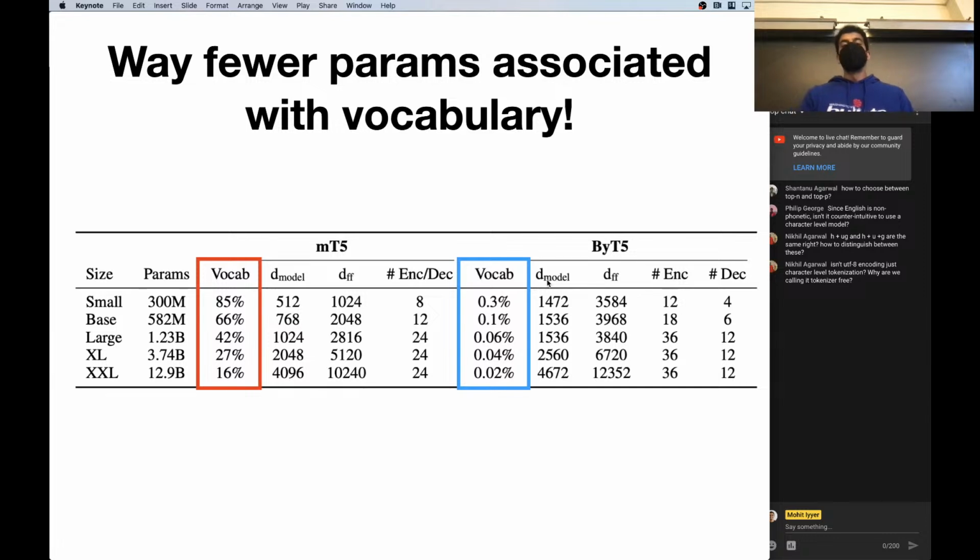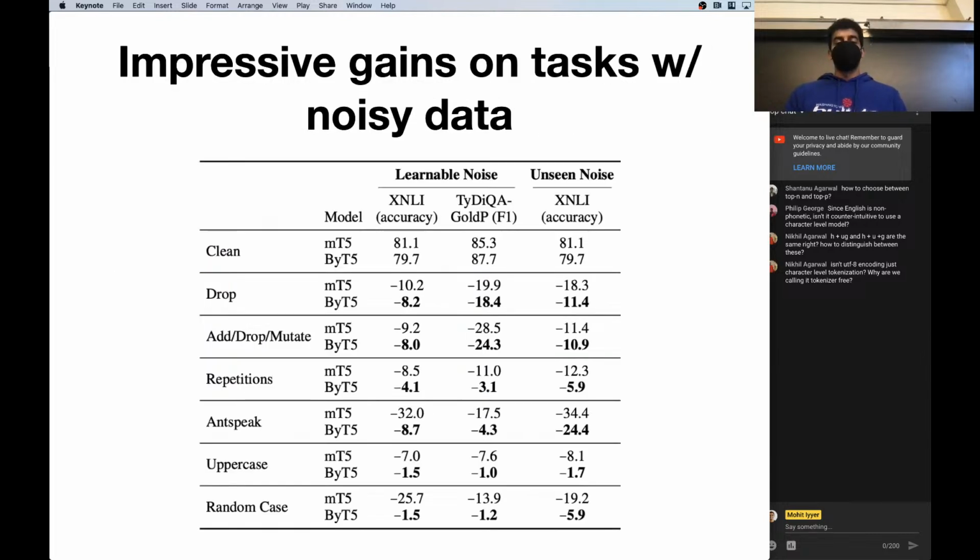So one of the arguments of this paper, another advantage of the byte encoding, is that since you don't have to waste so many parameters on your vocabulary, you can put more parameters into the rest of your model. So you can actually train it with the same parameter budget, a much deeper and wider network. So this is one of the benefits.